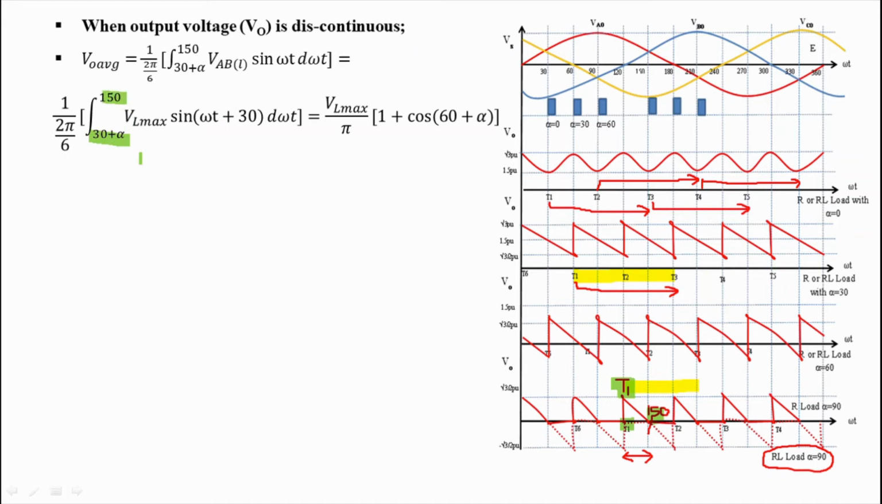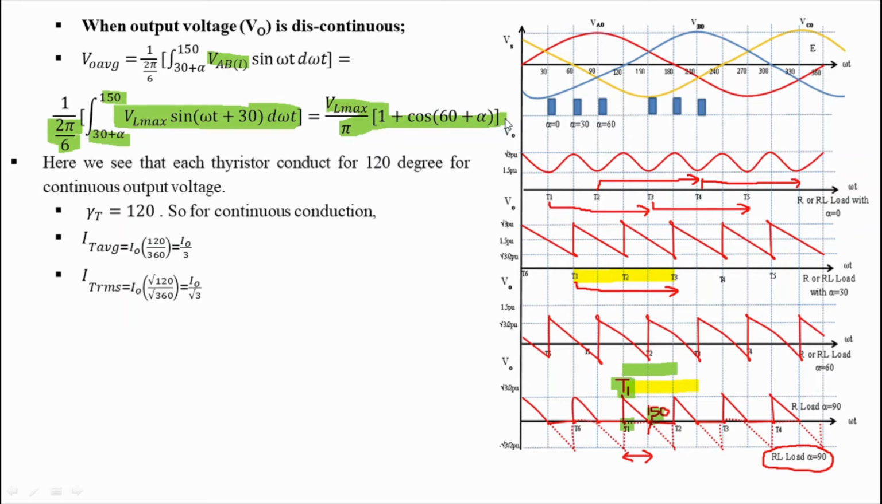And when this thyristor T1 is triggered, then we get output voltage VAB. It is already told you in my previous slide. So we get VAB equal to VL max sin omega t plus 30 degree d omega t. So this is the expression of VAB which I have already derived in my previous slide. And this is the time period, that is equal to 2 pi by 6. So on integrating this we get VL max upon pi into 1 plus cos 60 plus alpha.